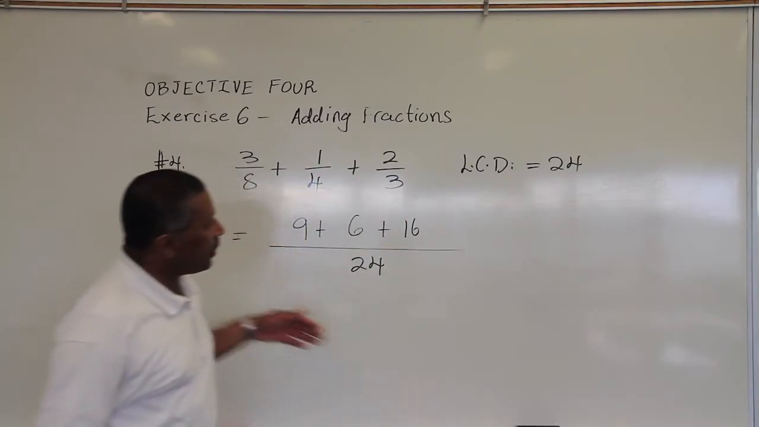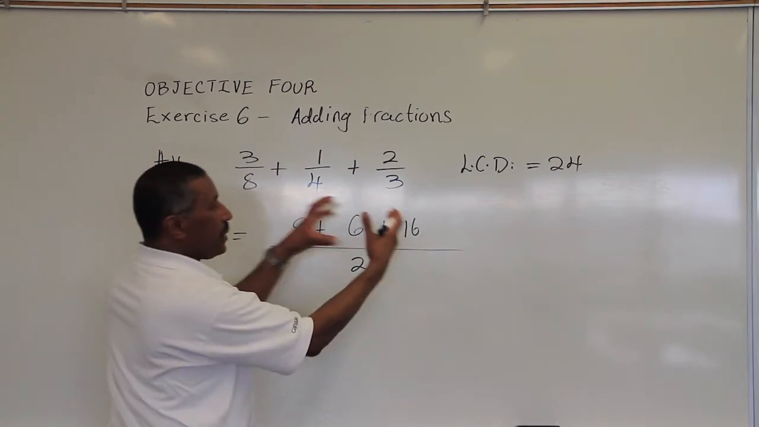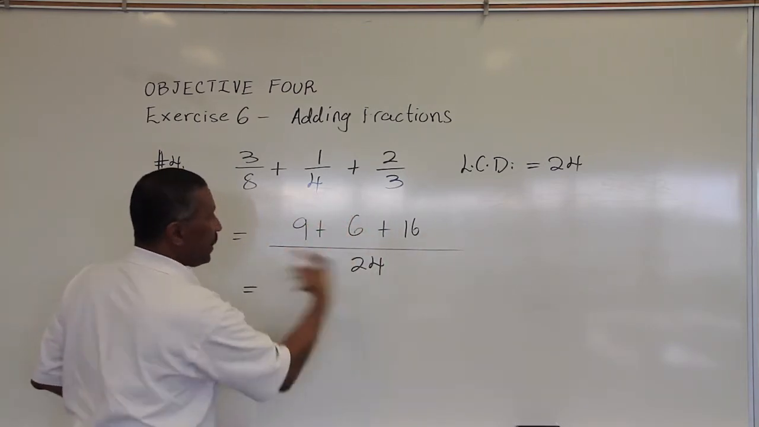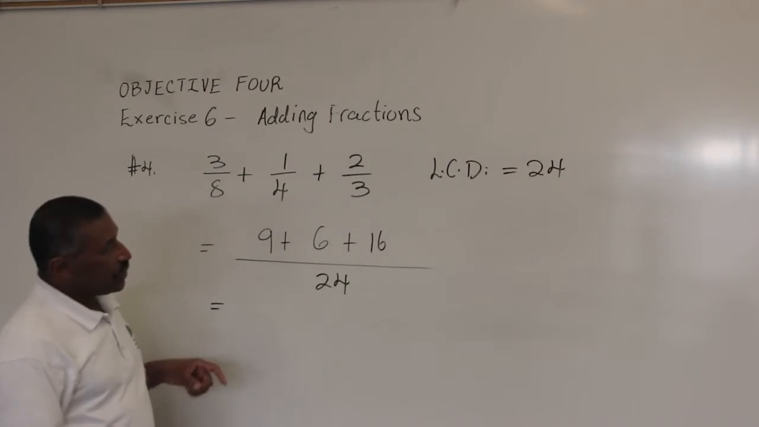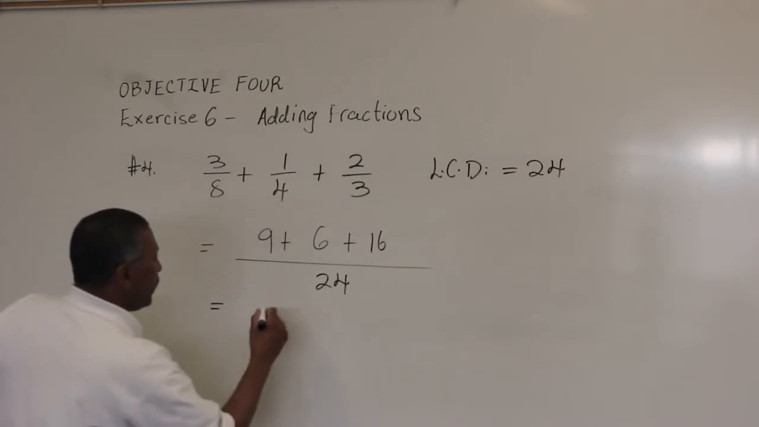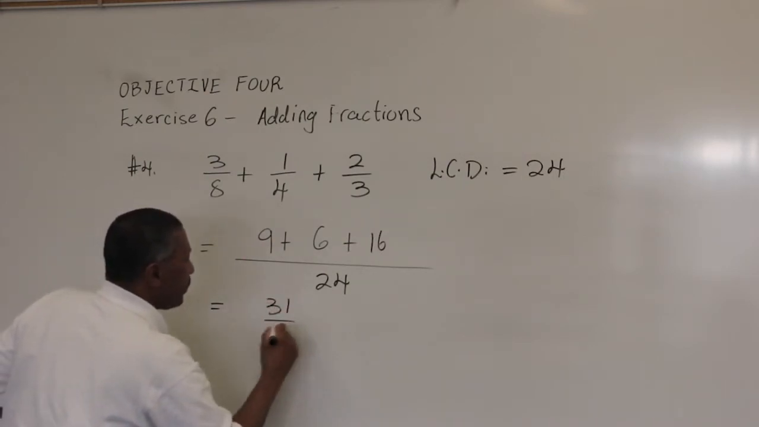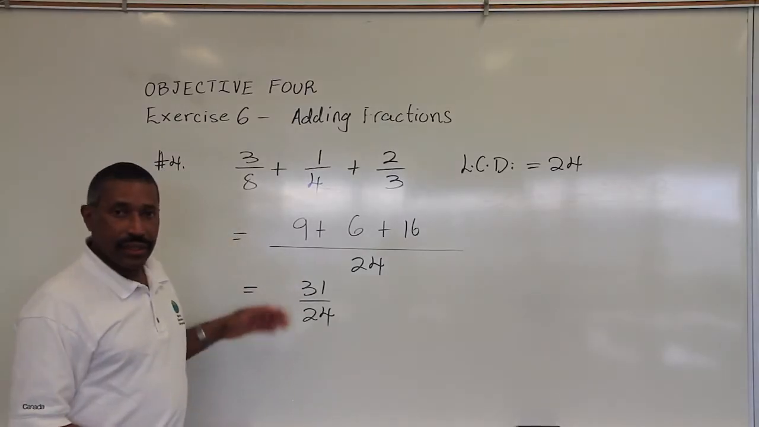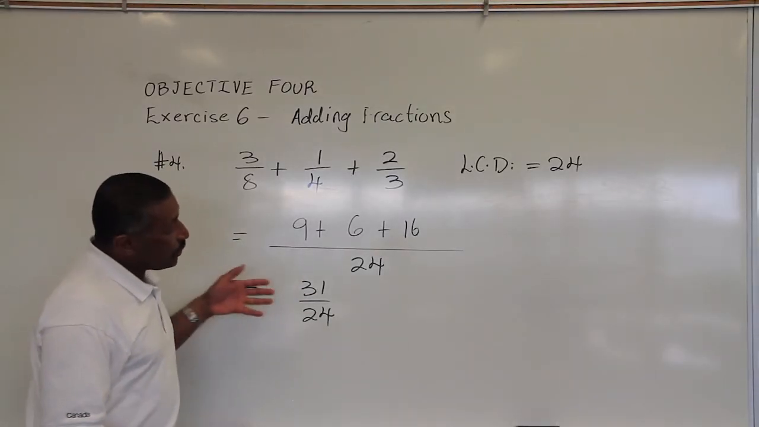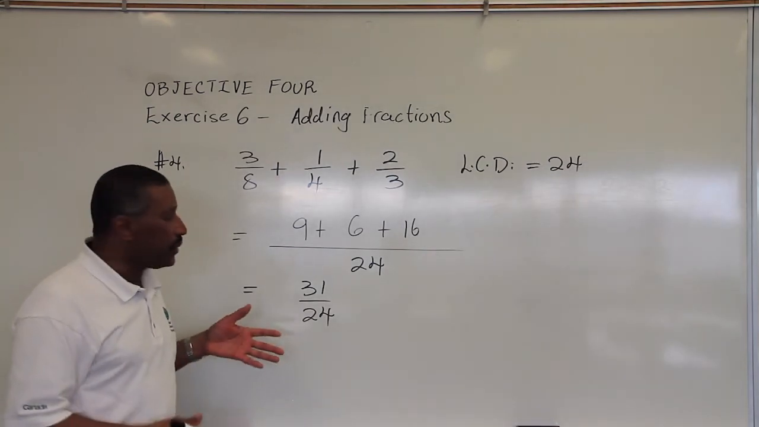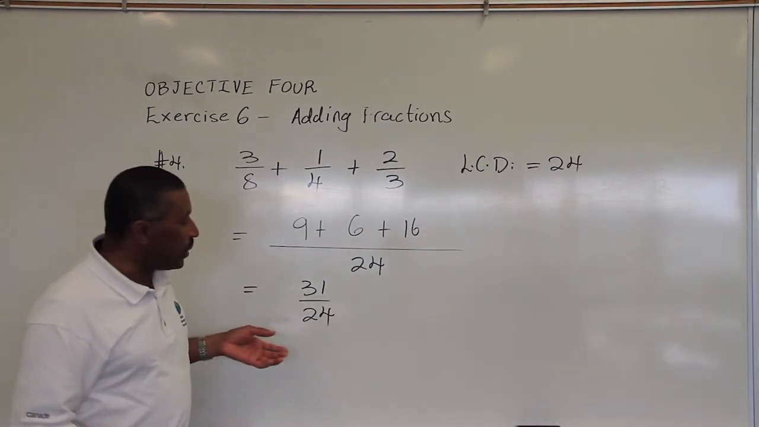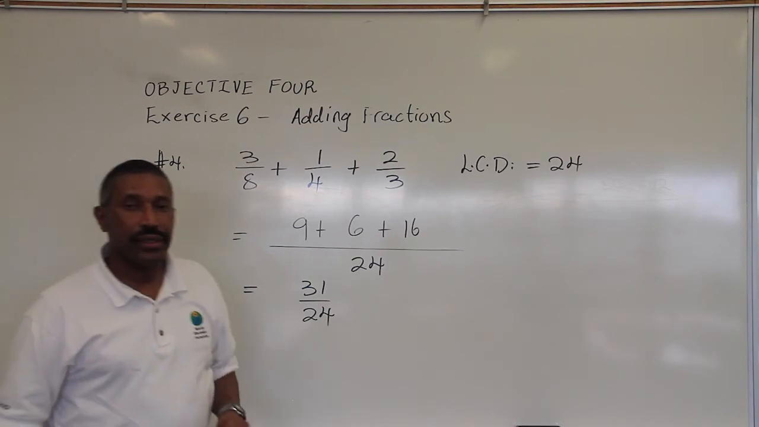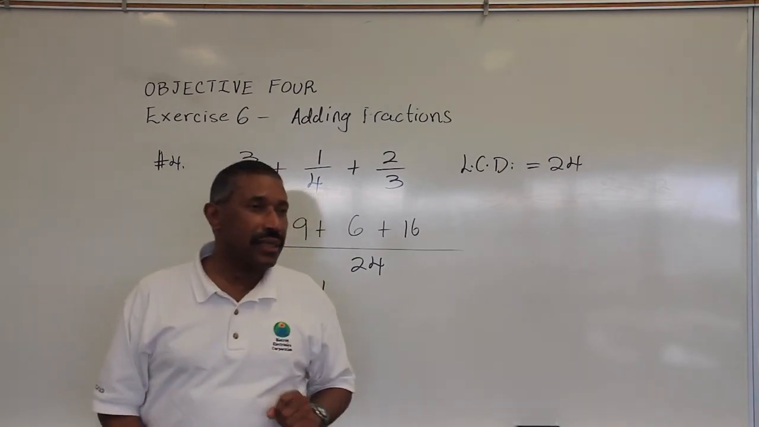And then what do you see across the top? We have to combine all our terms and you add them up. 16 and 6, 22 plus 9 is 31. 31 over 24 is your answer. You can see that this doesn't reduce any further. You could write it as a mixed fraction if you wanted to, subject to what the instructor requires. But there is your answer using the LCD method. All right?